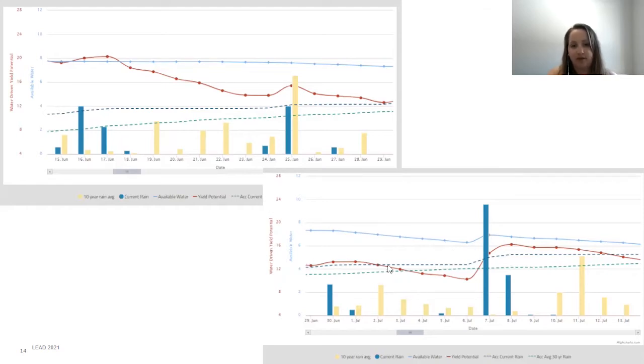Our accumulated rainfall and our 30-year average was starting to tighten up prior to that July 7th rainfall event and then widen again after. Water-driven yield potential was also increased after that rainfall event and then continued to decrease, considering that the crop is growing.